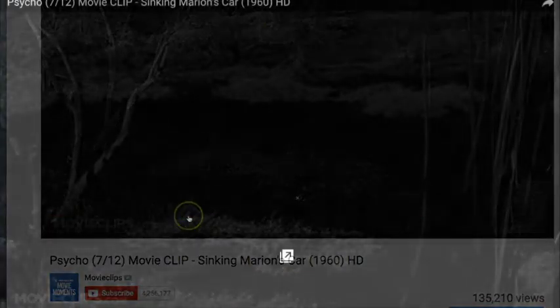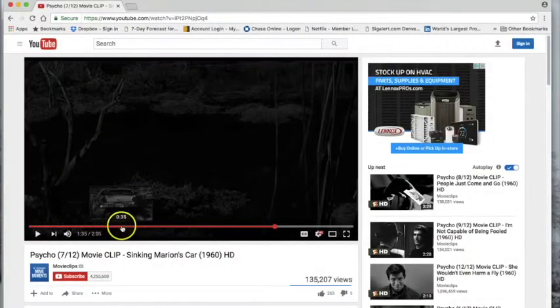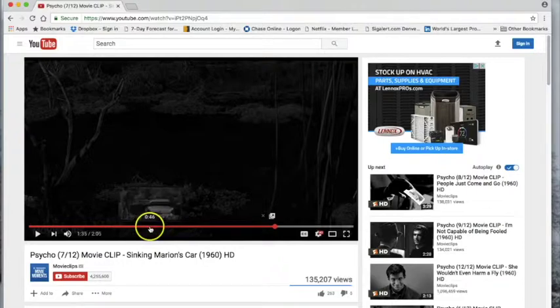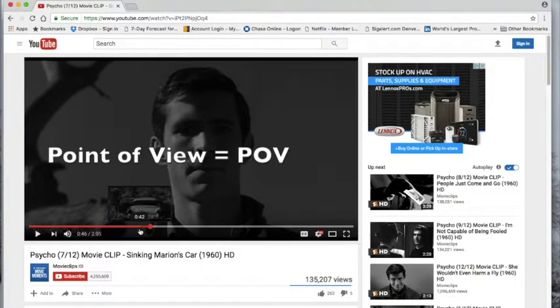Okay, so that's the scene. You get the general flow of the action there. The part of the scene that I want to break down starts at about 0:46, when it first establishes what's called a point of view shot, and show you exactly how many shots he does this.